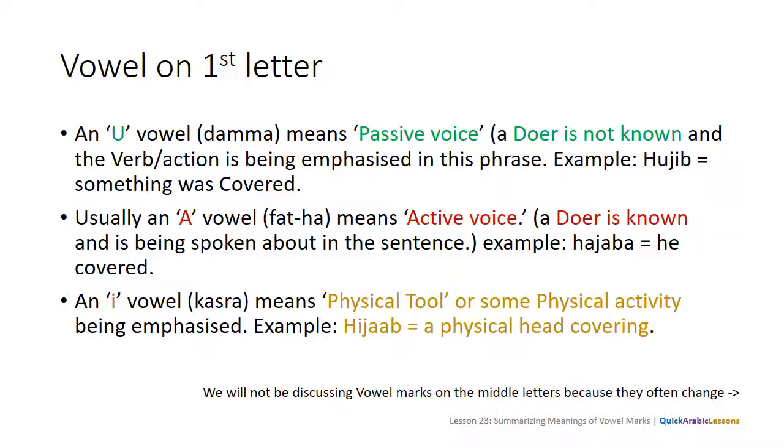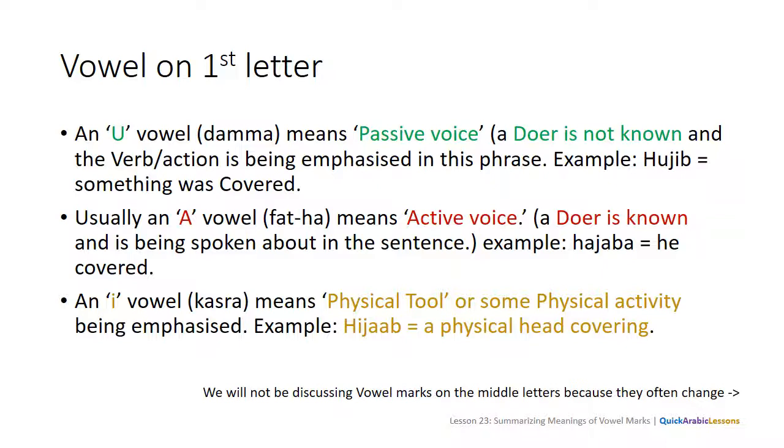Usually an a vowel, a fatha, a zubar, means active voice. So a doer is known and is being spoken about in the sentence. For example, hajaba means he covered. So now we know the doer is known, unlike passive voice where we did not know the doer, but the action was being emphasized.